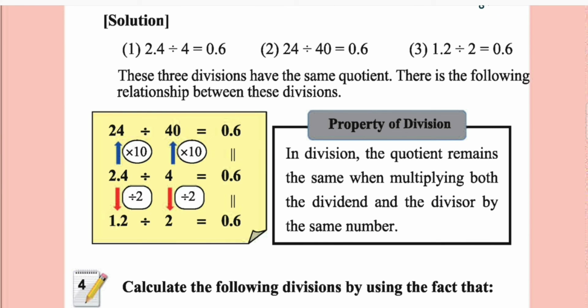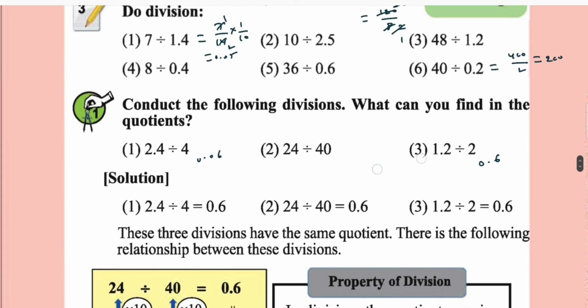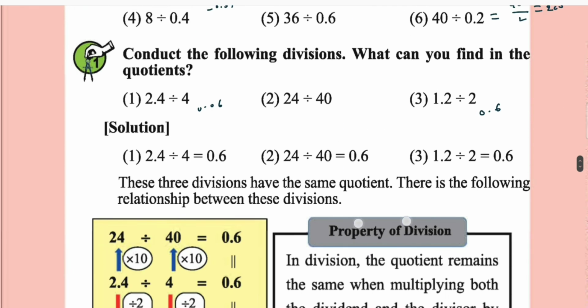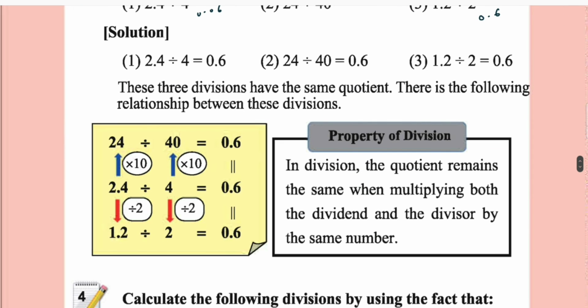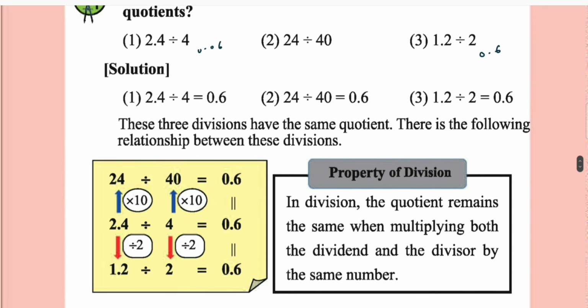In division, the quotient remains the same when multiplying both the dividend and the divisor by the same number. I have been using that. Okay, here he addressed it. 2.4 by 4 is 0.6. 24 by 40 is 0.6. 1.2 by 2 is 0.6.